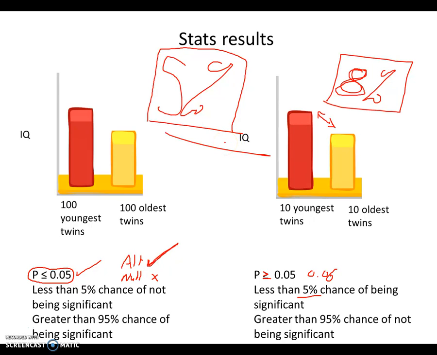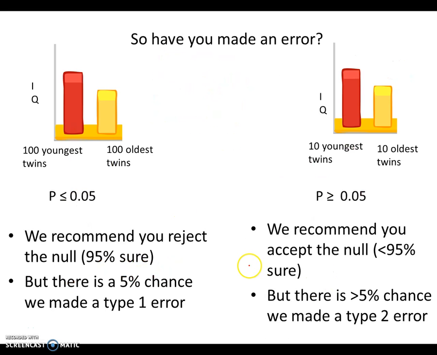Okay, there's no other reason. We're just saying that we want to have a less than 5% chance or equal to 5% chance of significance. Have we made an error? So what do they recommend this time? We recommend you reject the null, and for this one we're 95% sure, but we acknowledge that there is a 5% chance that we've made what's called a type 1 error.